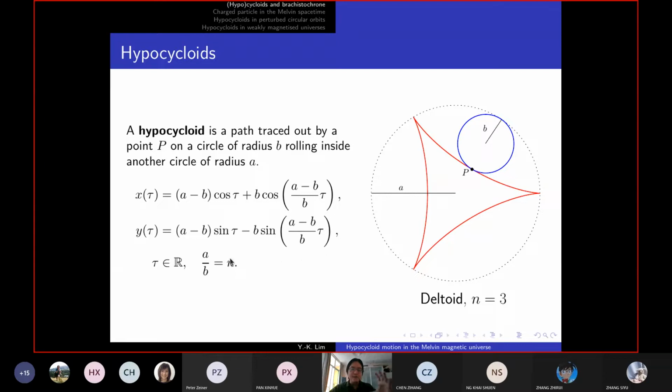So n can be any real number. If you put any circle of any size, it will give you some corresponding n. But if n is an integer, you will get these nice perfectly closing loops. So in this case, if n is equal to 3, I get 3 cusps or 3 sharp corners, and it will close exactly. So this n equals 3 case has a special name. It is called a deltoid.